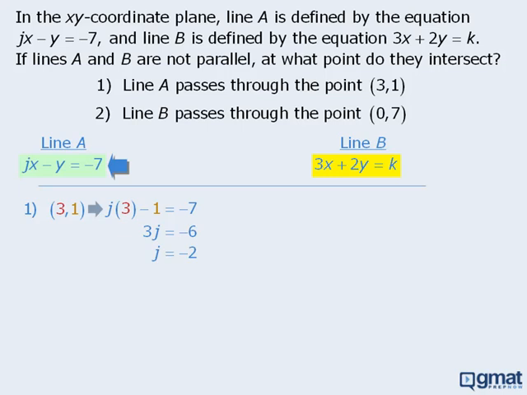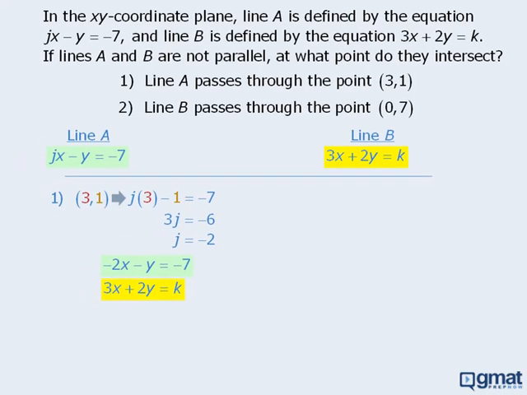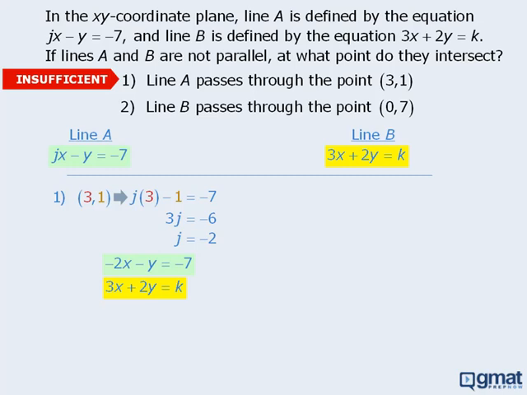Now that we know the value of j, we can write the complete equation for line A. When we combine this equation with the equation for line B, we see that we still have a system that we cannot solve. As such, we cannot find the point of intersection, which means statement 1 is not sufficient.